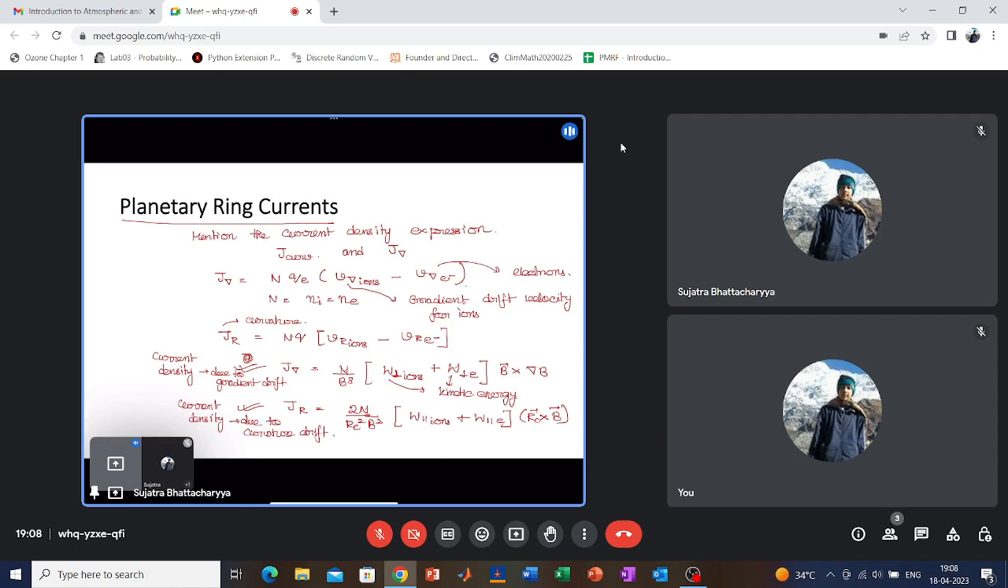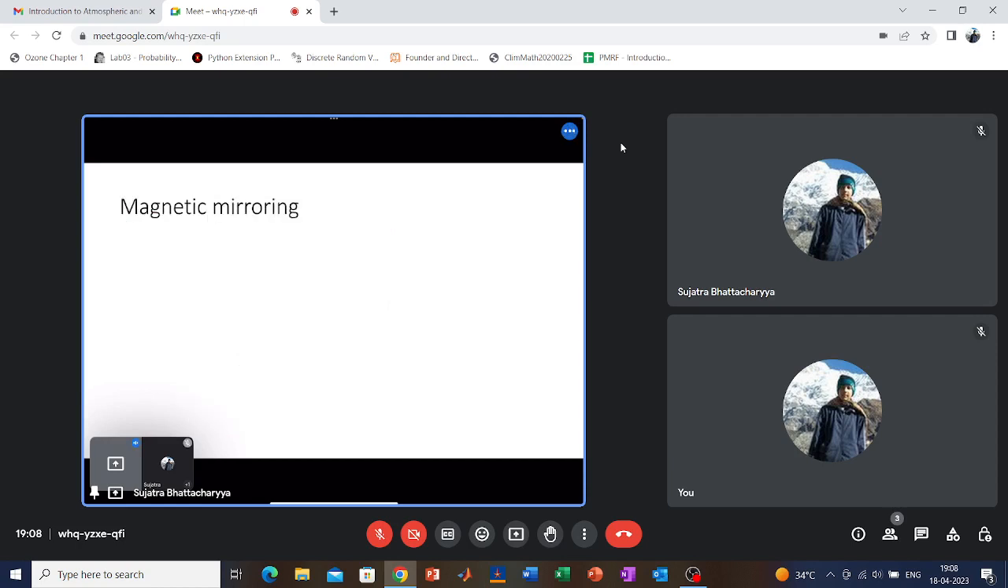Okay, so these are the two expressions for the planetary ring currents which I have written. Okay, the next concept is the important concept, which is the magnetic mirroring. It will take some time to understand what this magnetic mirroring thing is. Mirroring means that some kind of reflection will take place or the particle will be lost.